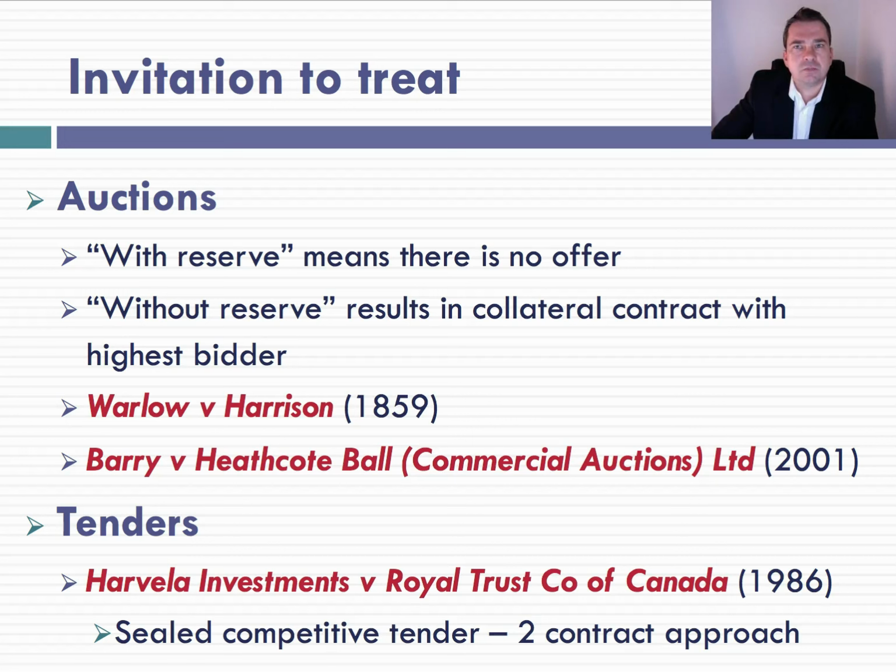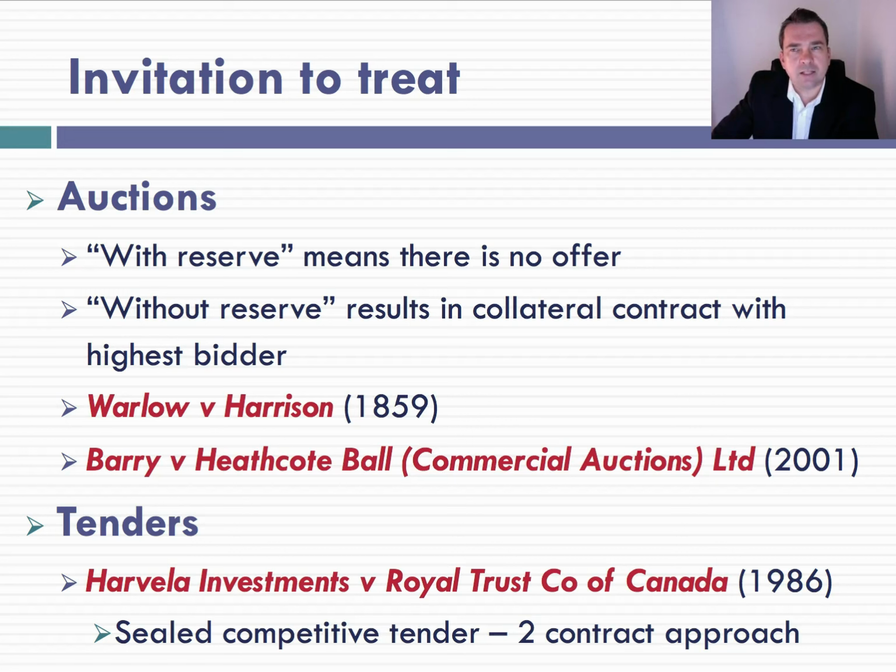Auctions, usually the process starts by there being an advertisement. Somehow the buyer finds out that an auction is going to take place. The buyer then goes to the auction, participates in the auction, and makes some bids. Now, what if the buyer makes the highest bid, but the auctioneer does not accept it? So that can lead to some problems.